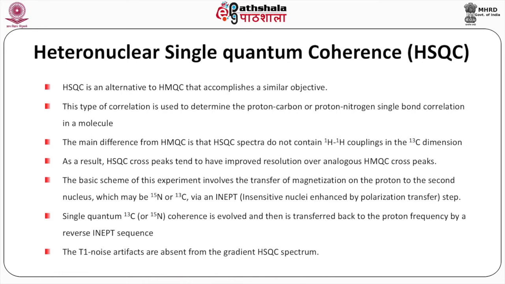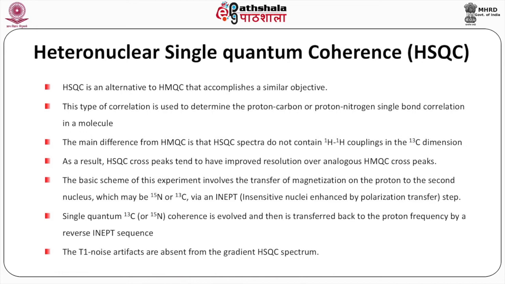The main difference from HMQC is that HSQC spectra do not contain proton-proton couplings in the C13 dimension. As a result, HSQC cross peaks tend to have improved resolution over analogous HMQC cross peaks.